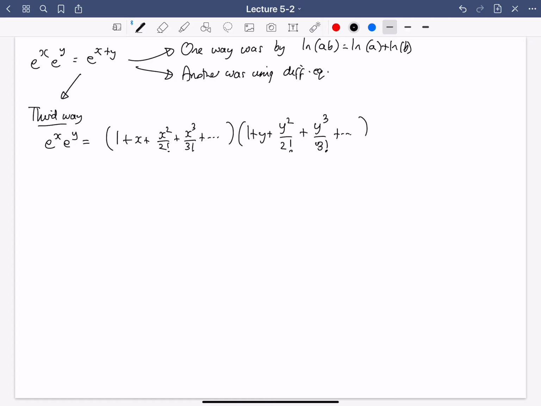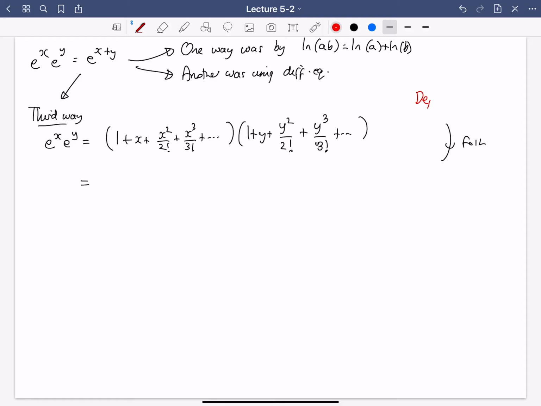1 plus x plus x squared over 2 factorial and so on. e to the y by definition is that power series. And what I want to do is just FOIL out these two brackets. So I just want to distribute them out. And, well, you have to think about what this means. If they were finite sums, then of course you can do it. But they're infinite sums. So you always have to be rather careful. It needs to be justified.